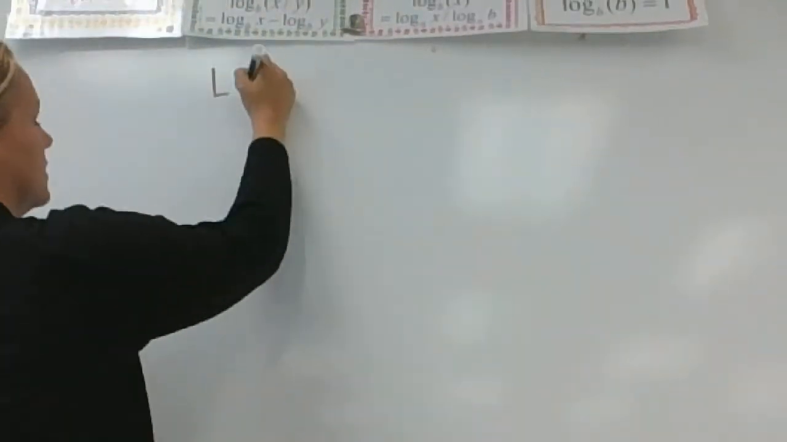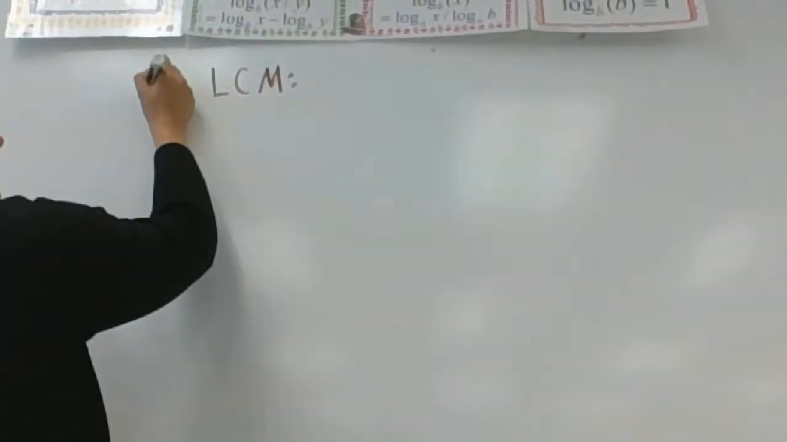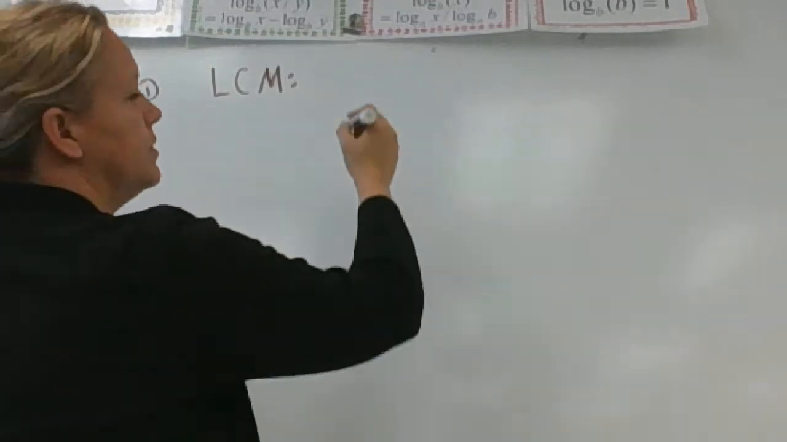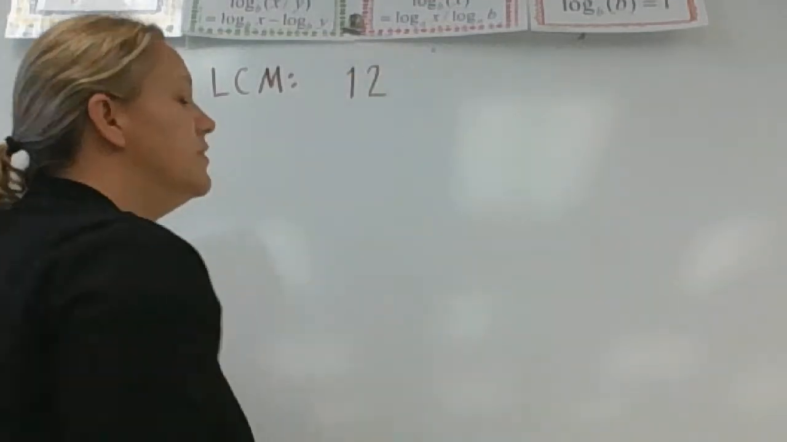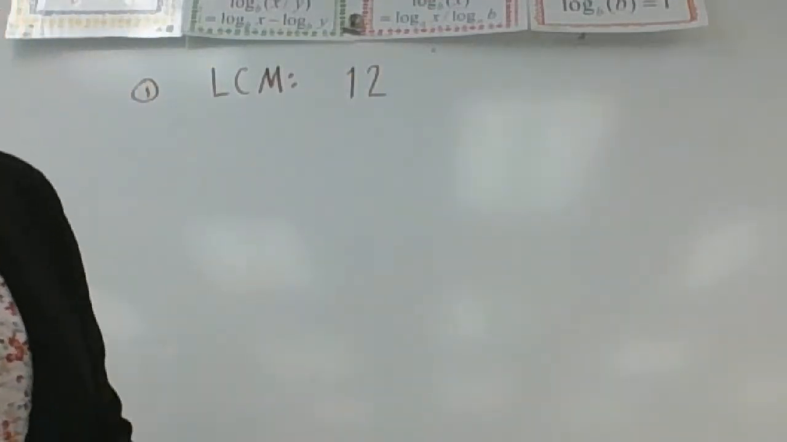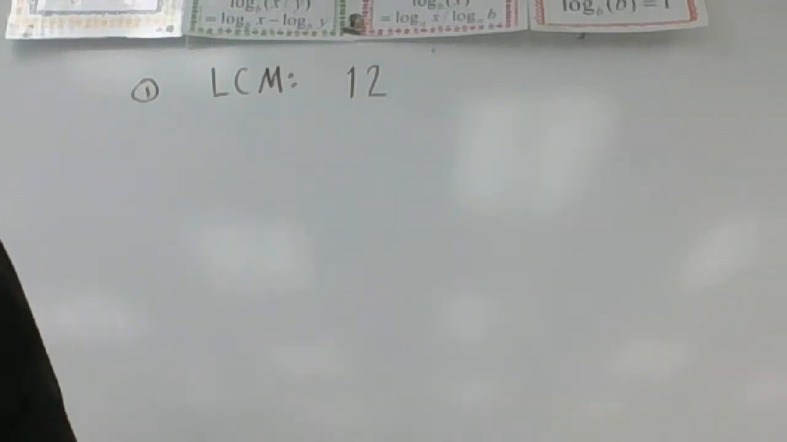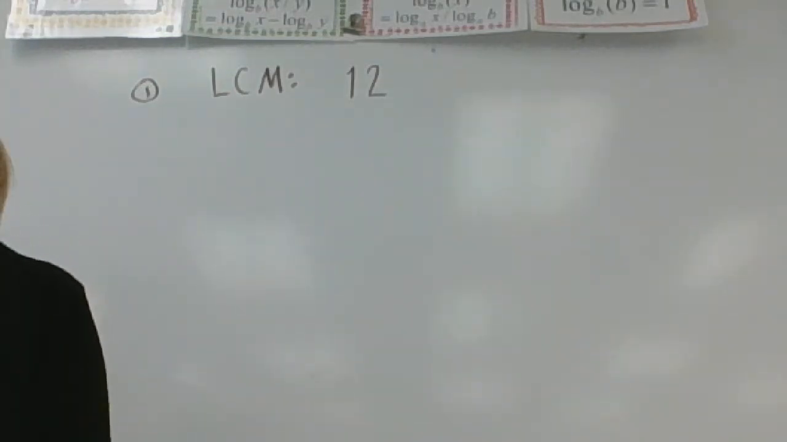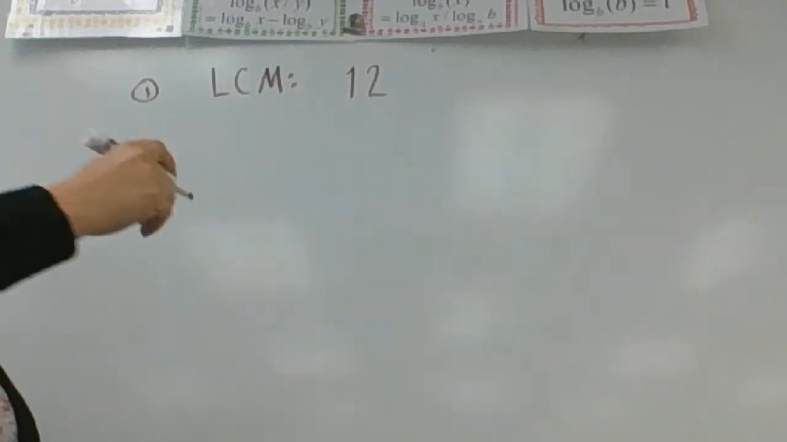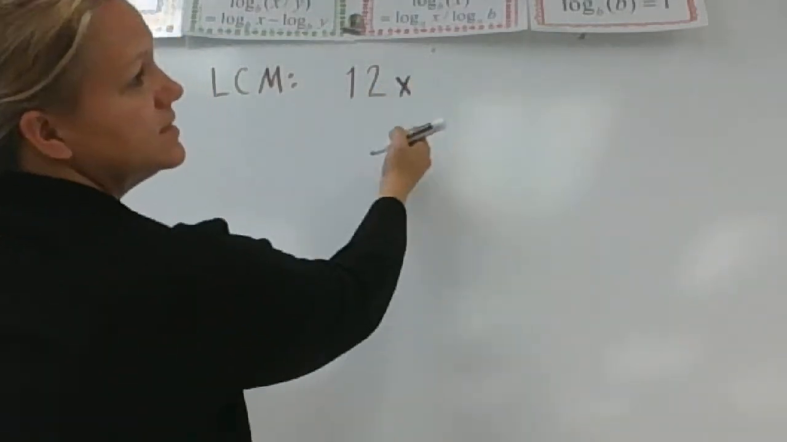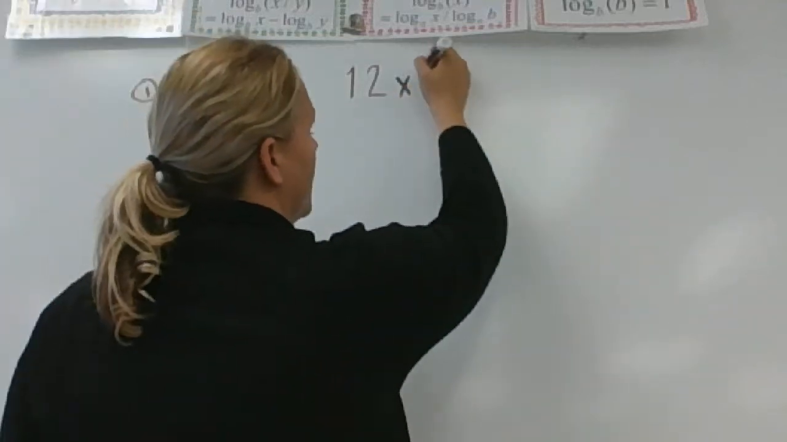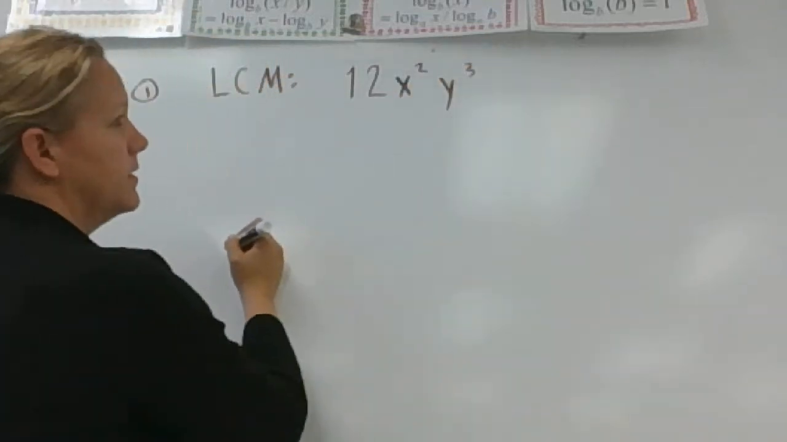So your common denominator is the least common multiple. We'll pick 12 because 6 and 4 both go into 12. And then for the variables, every variable has to be there, and the highest exponent presented has to be there. So I'm going to pick x to the second power, y to the third power.